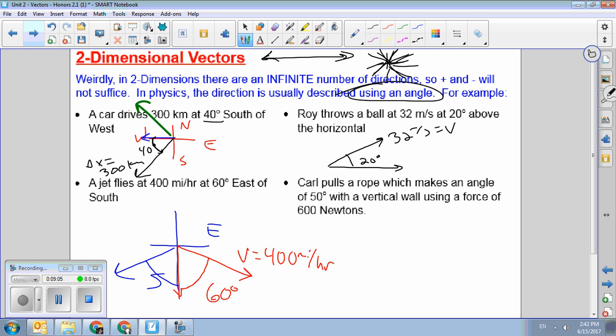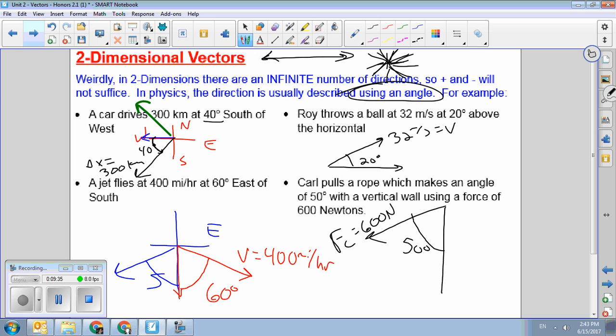All right, and in this last one, Carl pulls a rope that makes an angle of 50 degrees with a vertical wall using a force of 500 newtons. So I know you guys don't know exactly what newtons are, but you can still understand this, right? Because here's our vertical wall. Here's the rope. It makes a 50-degree angle with the vertical wall. So 10, 20, 30, 40, 50 degrees with the vertical. That's a terrible 50 degrees. And here's the force of Carl, 500 newtons. Okay?